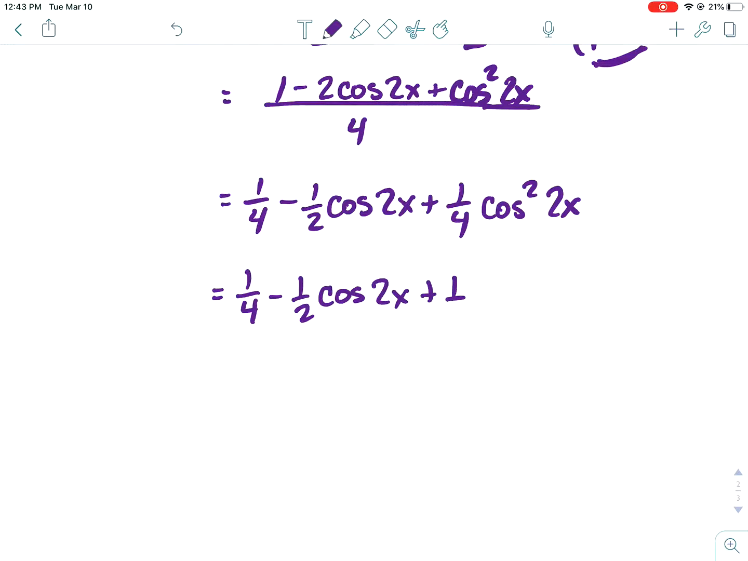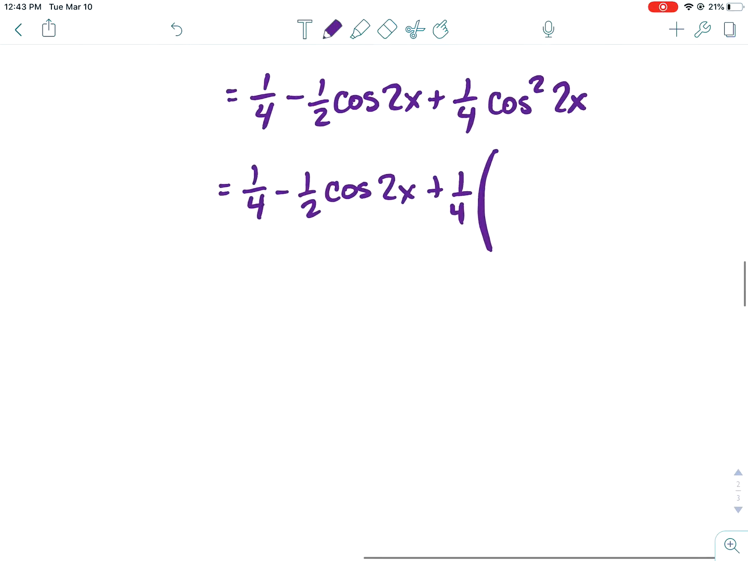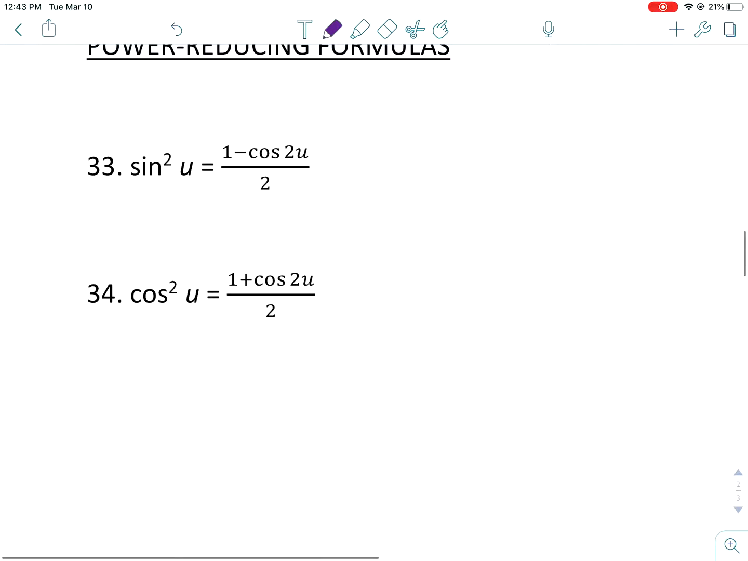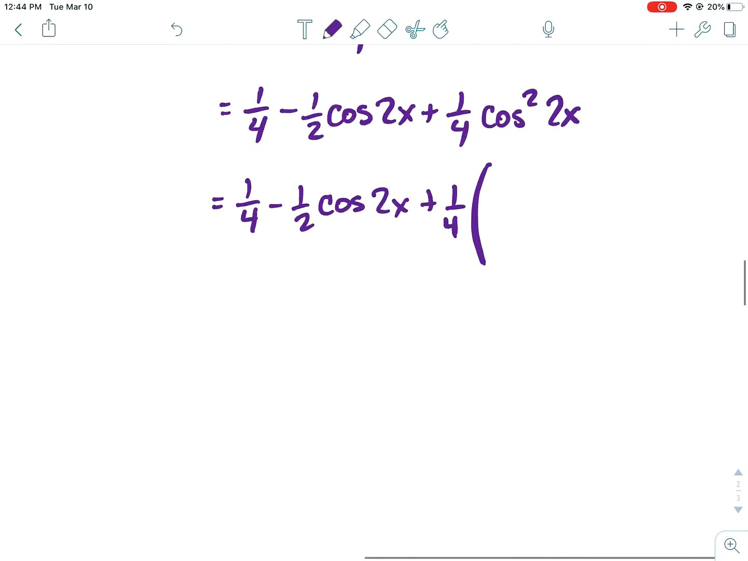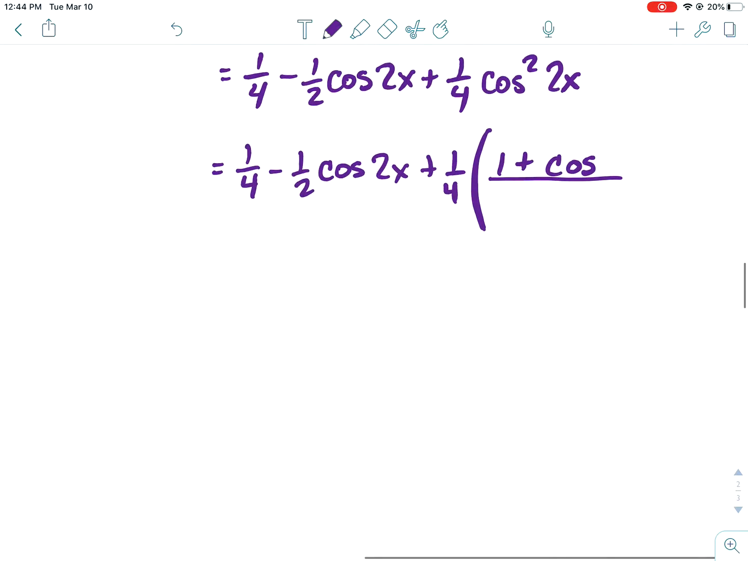All right, so the first part of this is not the problem. We're in good shape with those, so I'm just going to bring that part straight down. And the only part that needs to be changed is the cosine squared of 2x. All right, so we're going to use number 34. What are we going to put in the place of u? We have to put in 2x, right? So it's going to be 1 plus cosine. And then it's going to be 2 times 2x, because the formula is 2u. So what's that going to be? 4x over 2.